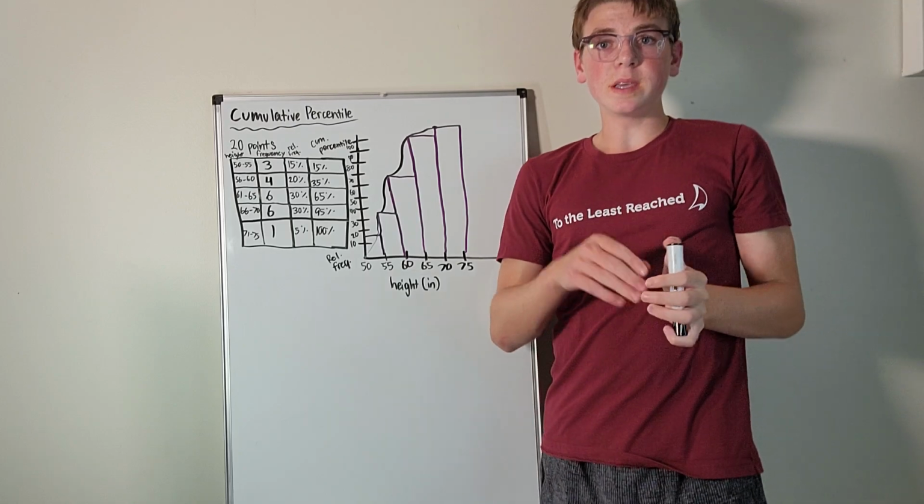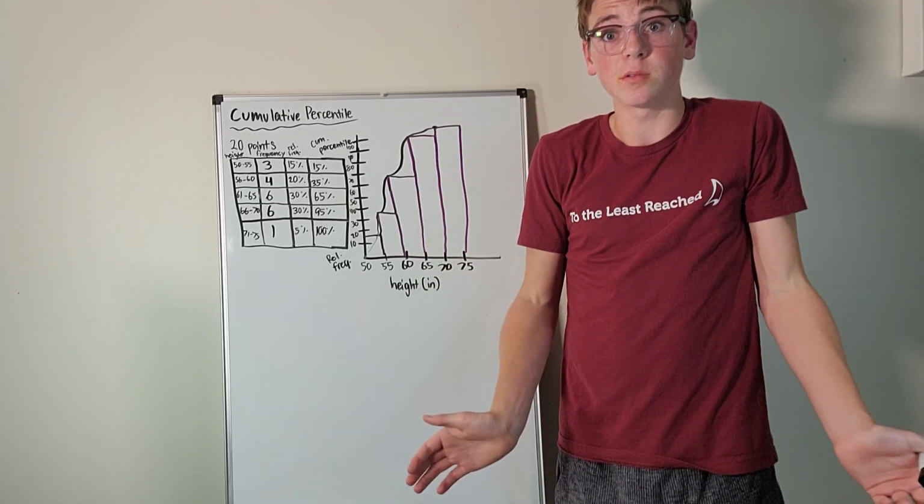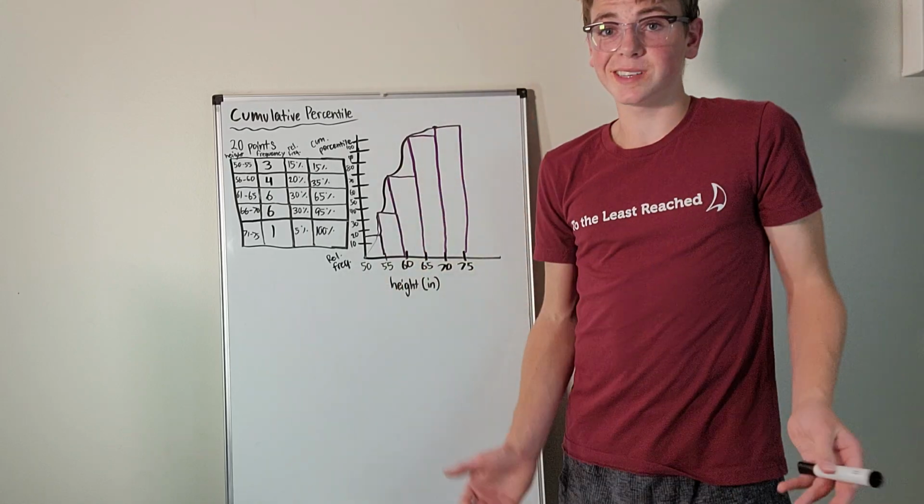So it should just be a histogram that's stepping up every time. It should never be going down, and it should always end at 100. You may see it as a line, or you may just see it as a histogram.